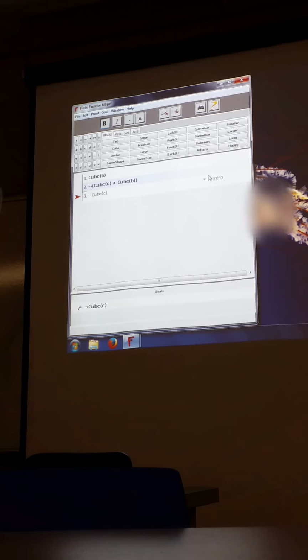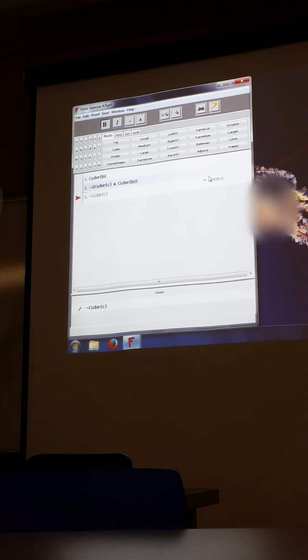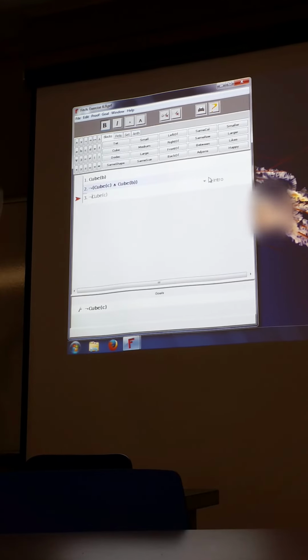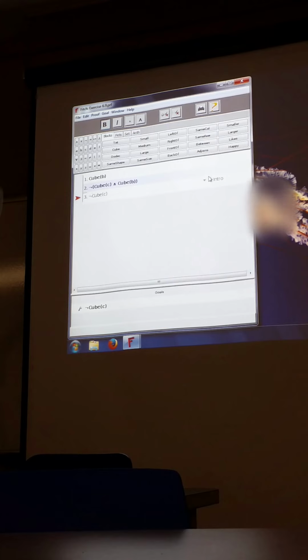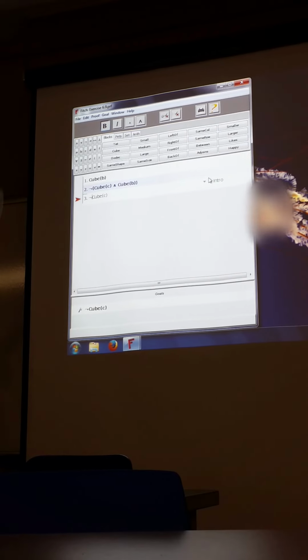Q1. What do I need? Write this in your sheet. Answer: one subproof. Okay, everyone got that?